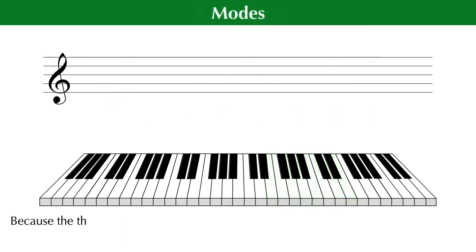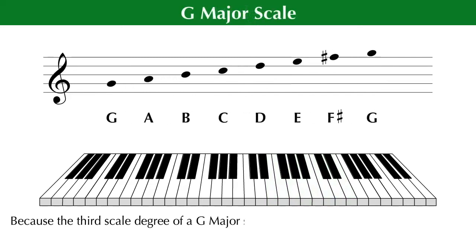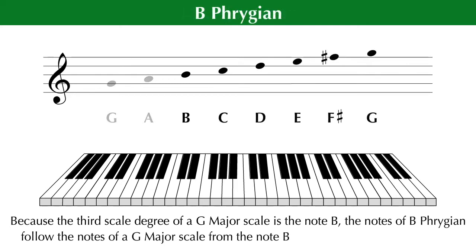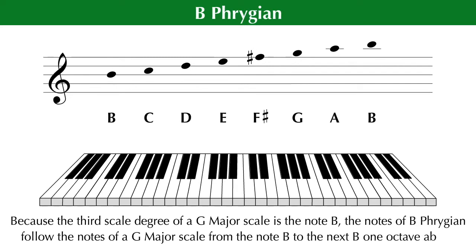Likewise, because the third scale degree of a G major scale is the note B, the notes of B Phrygian follow the notes of a G major scale from the note B to the next B 1 octave above.